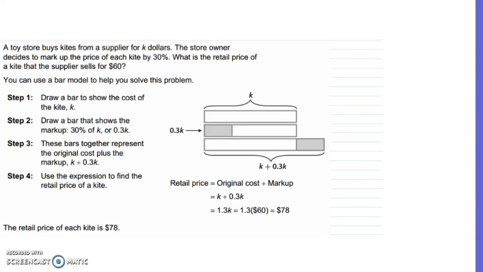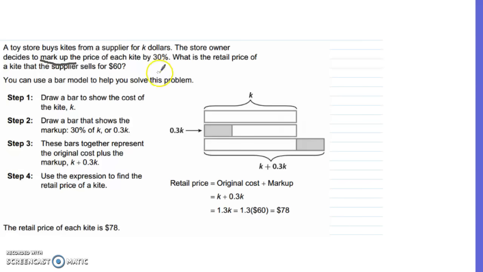A toy store buys kites from a supplier for K dollars. The store owner decides to mark up the price of each kite by 30%. What is the retail price of a kite that the supplier sells for $60? Okay, this shows you a percent strip diagram. I'm going to show you the percent proportion.